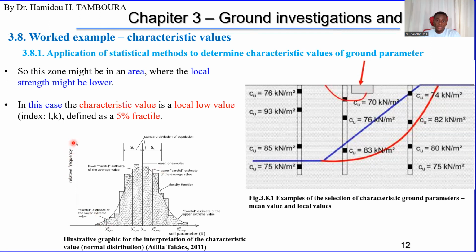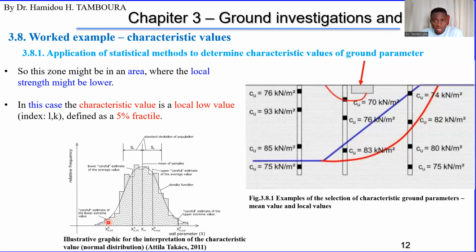You can see relative frequency. This graph is showing relative frequency, and the x-axis is a soil parameter, and the y-axis is relative frequency. So the relative frequency of the soil parameter here is very low. We can say extreme, this extreme here or here. It should be maybe here. Low extreme value. Anyway, it's extreme value.